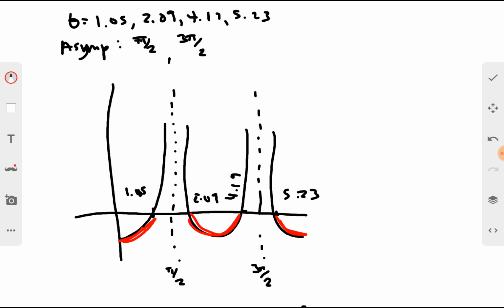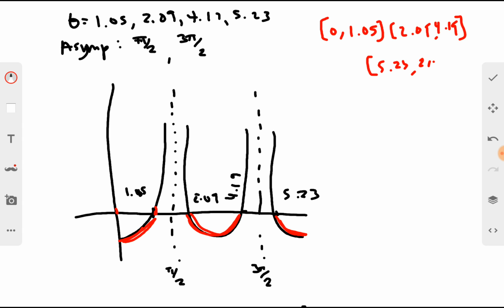So when we set up the intervals for this, we see that we're going from 0 to 1.05. The original problem was including, so I'm going to include 0 and 1.05. Then my next interval goes from 2.09 to 4.19. And then my last interval is going to go from 5.23 all the way to the end.